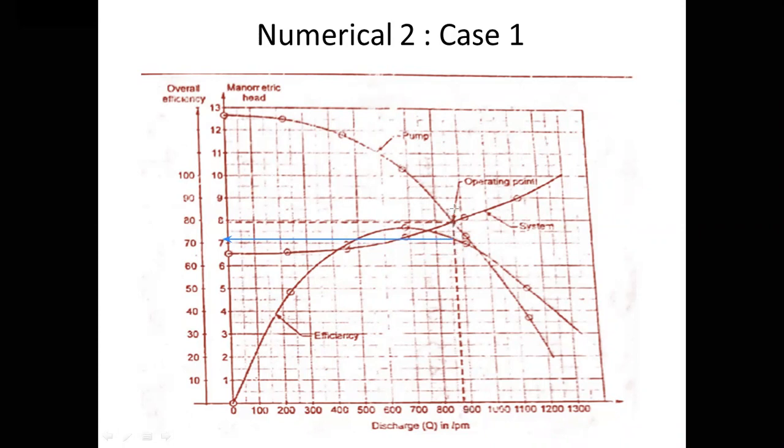First of all the discharge, then head, and by the point where the vertical projection intersects from the operating point, intersect over here at efficiency. So it is your overall efficiency. So three values we have got from this operating curve.